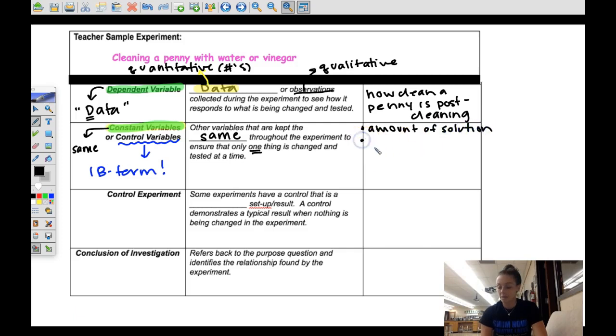You would want to keep the amount of time the penny is in the solution the same. You would want to keep the year of the penny the same. And I know that seems really abstract, but different years of pennies have different physical properties because they're made up of different types of metal. And you want to keep your procedure or your method the same.